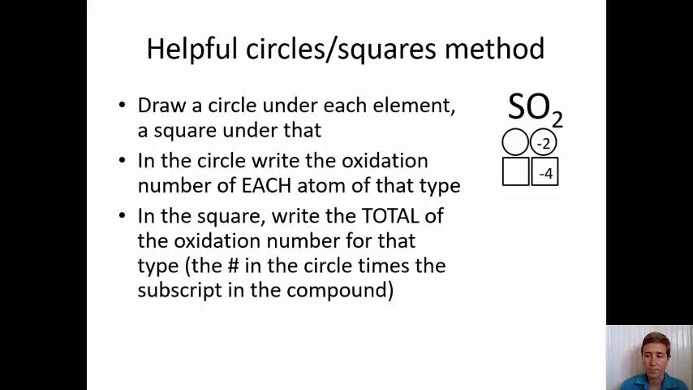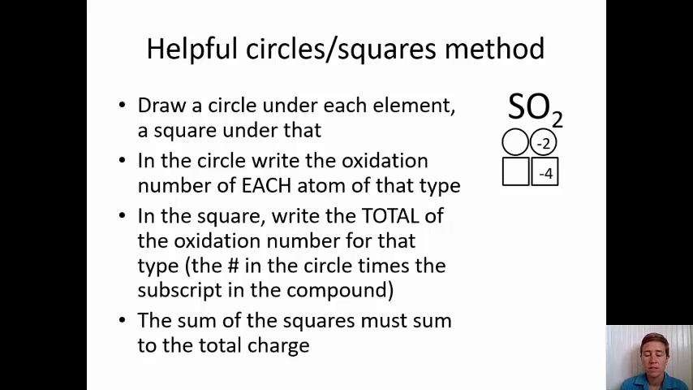Okay, it's just the sum, so that we can try to help figure out what S is. Then the sum of the squares is what must sum to the total charge, not the circles. So that's what the squares are for. It's for determining the total charge. So that means that S has to be +4 in the square. There's only one S, so it also has to be +4 in the circle. So that's how we do it. So basically, we just figured out the oxidation states of sulfur.